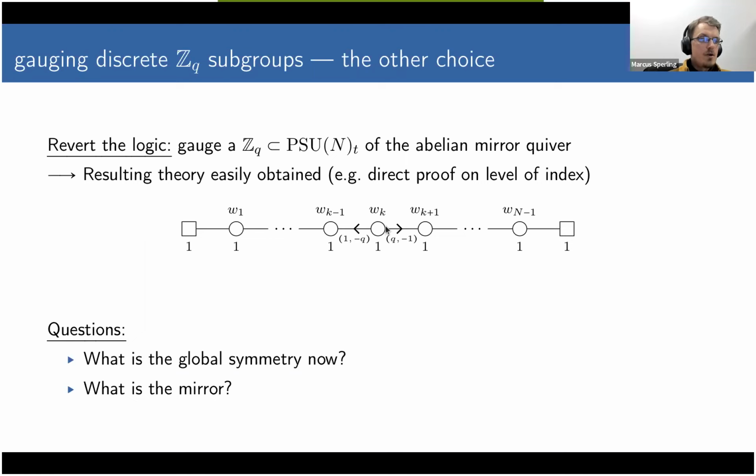You just pick a node and increase the charges on this corresponding node. So instead of bifundamentals with charge 1 and -1, you're going to have a bifundamental with charge 1 and -Q, and Q and -1, attached to this particular node. And then, of course, there are two questions: what happens with the global symmetry, and what is the corresponding mirror to this kind of theory?